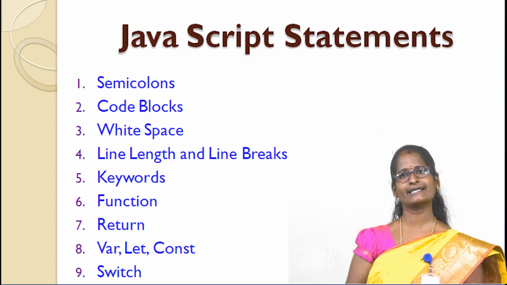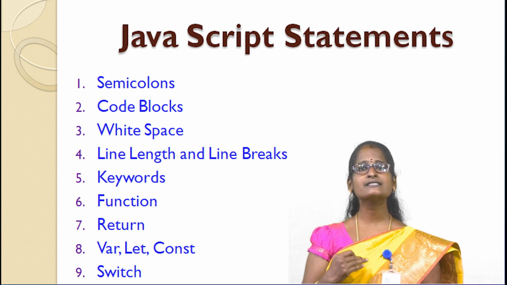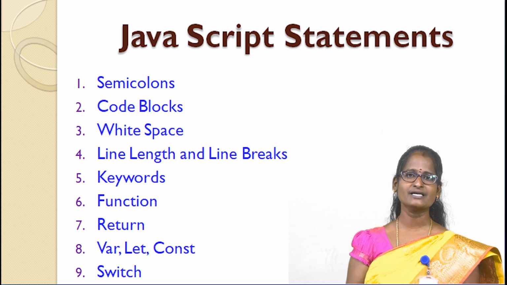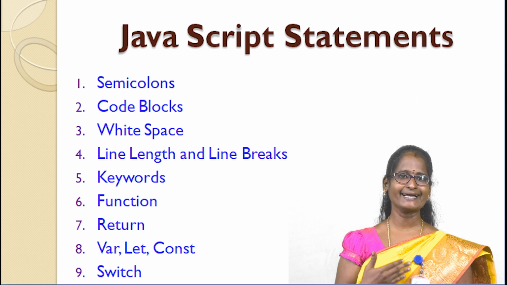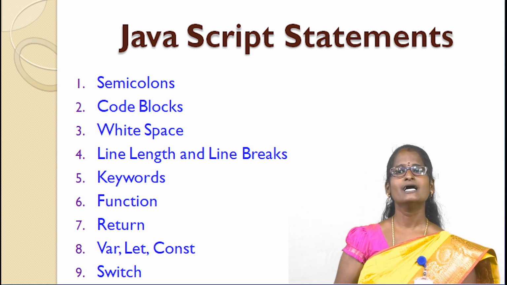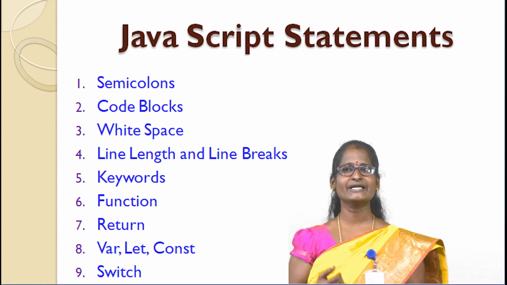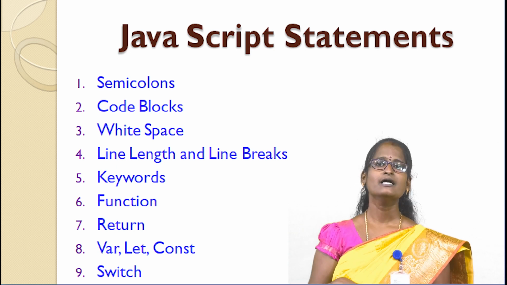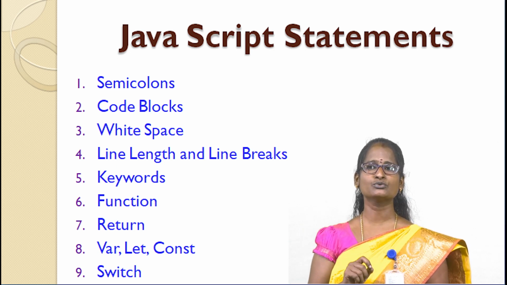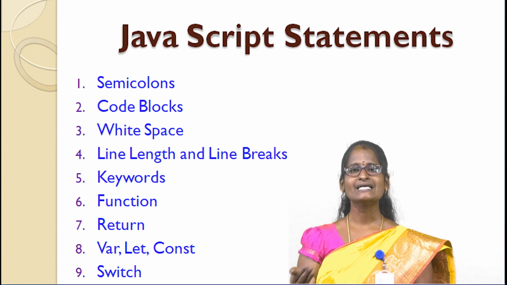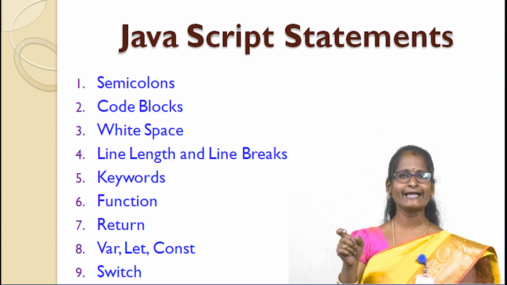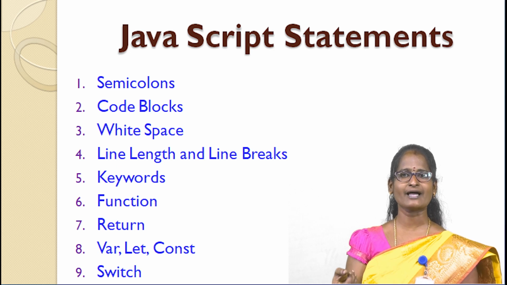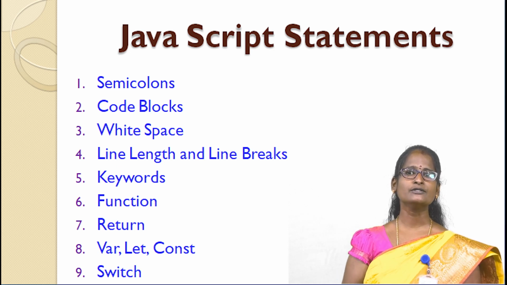The fifth one is keywords. Keywords are reserved words and cannot be used as variable names. In JavaScript, a keyword tells what kind of operation will be performed. Some commonly used keywords are break, continue, do while, and for. Break is used to terminate a loop or switch. Second is continue, which is used to skip a particular iteration in a loop and move to the next iteration. The third is do while.